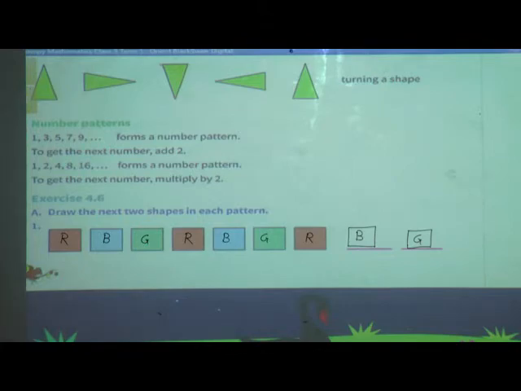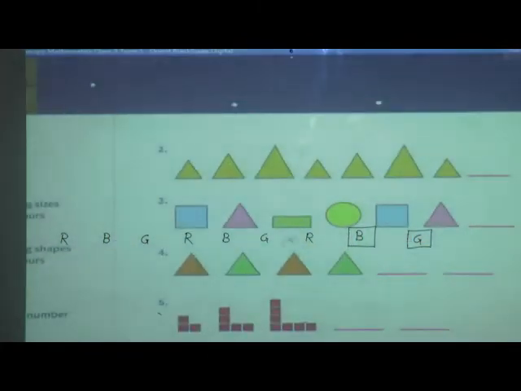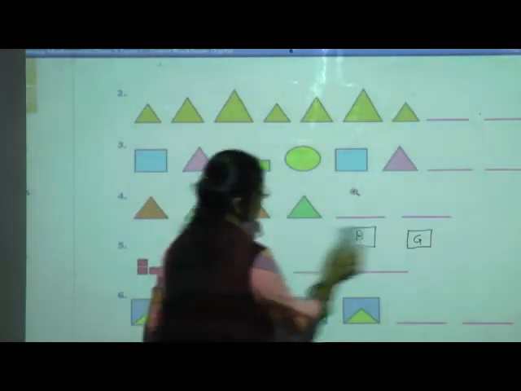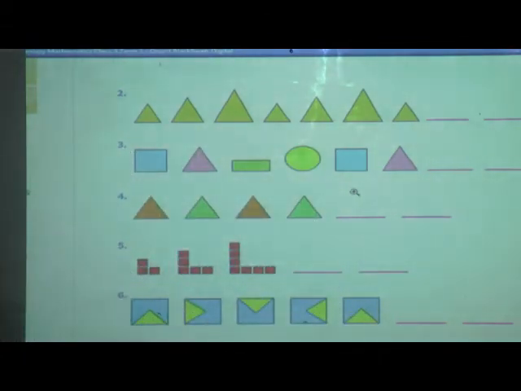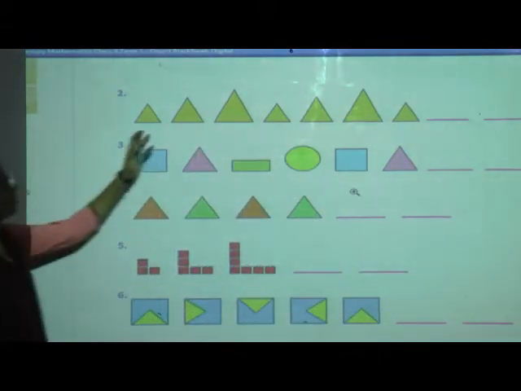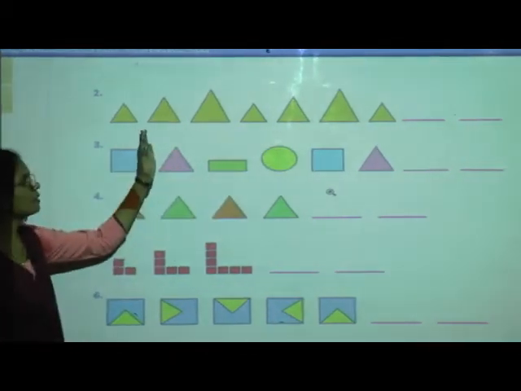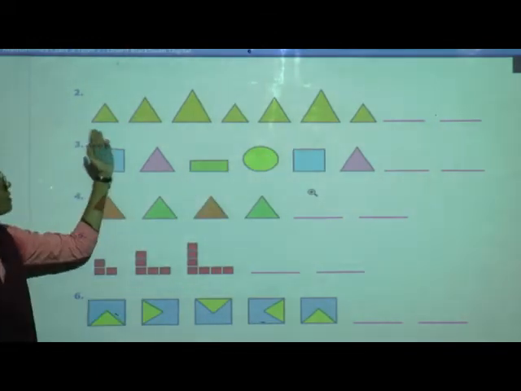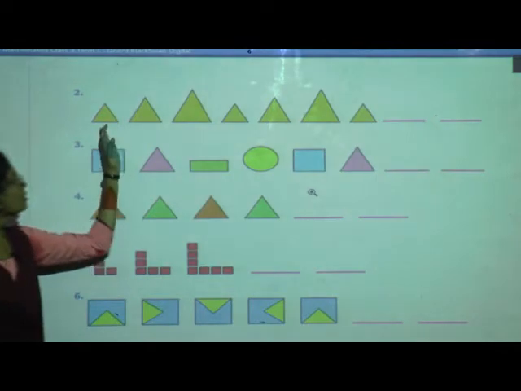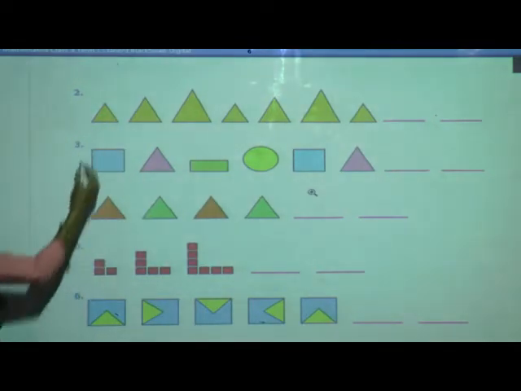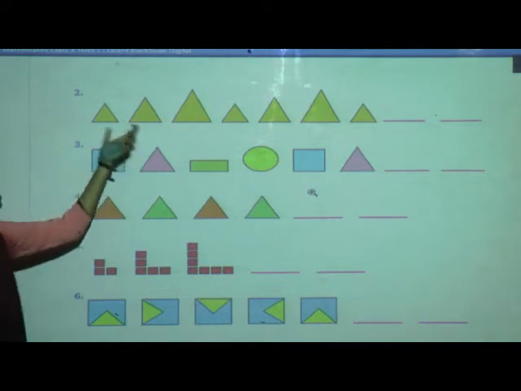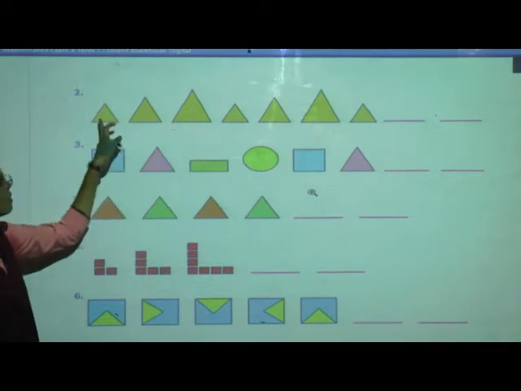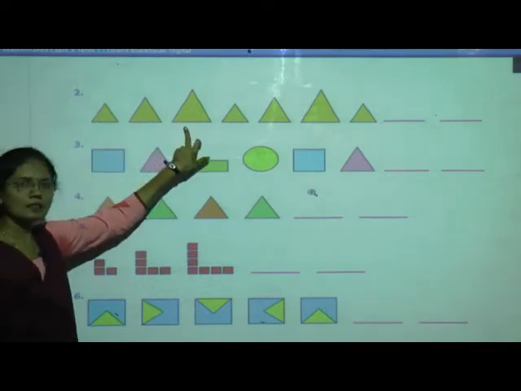Now see the next example. See this. If you see the second example, all the shapes are the same, all are triangles only. But if we see the sizes of the triangles, the sizes are different. This is small, this is bigger than this triangle, and this is bigger than these two triangles. Means smallest, smaller, and this is bigger.